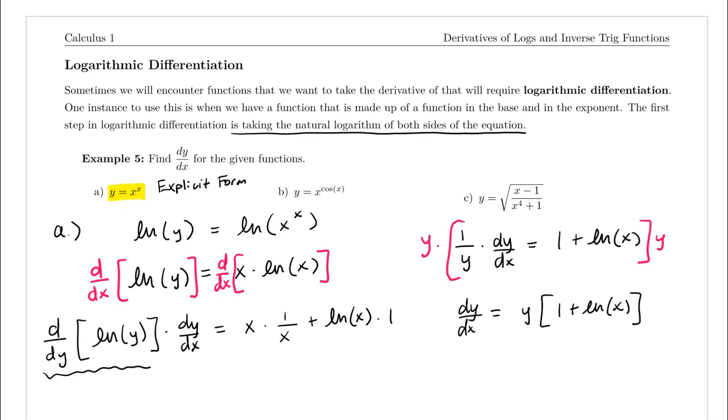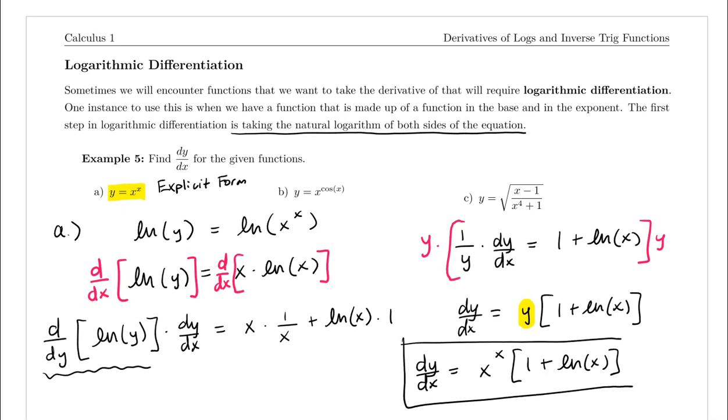And so we want to try to see if we can get our final answer in explicit form. Because we know that here y equals x to the power of x, I can actually make that substitution right here for y. If we do that, we get dy/dx is equal to x to the power of x times the quantity 1 plus the natural log of x. And here we have our final answer for part A.